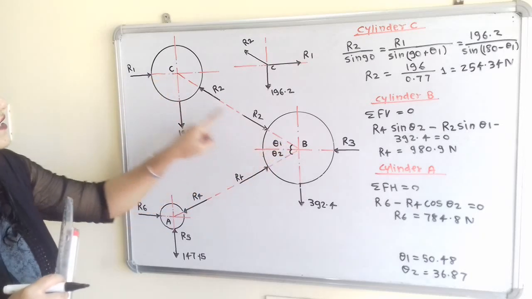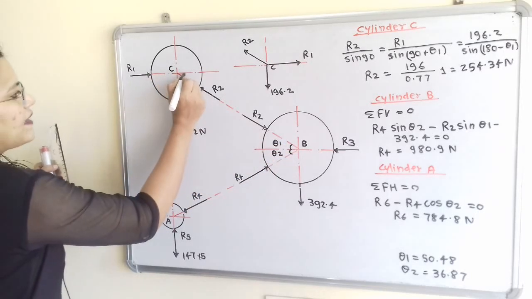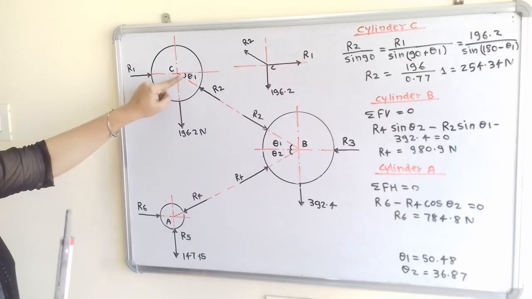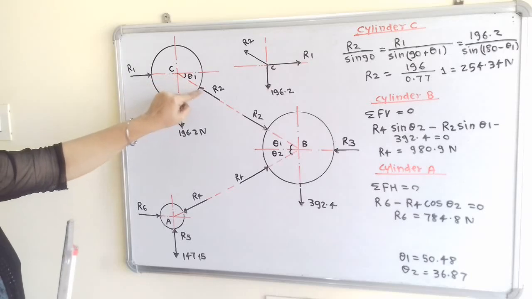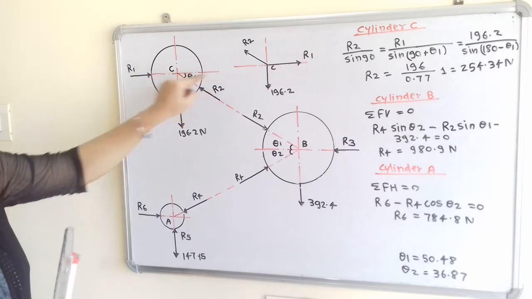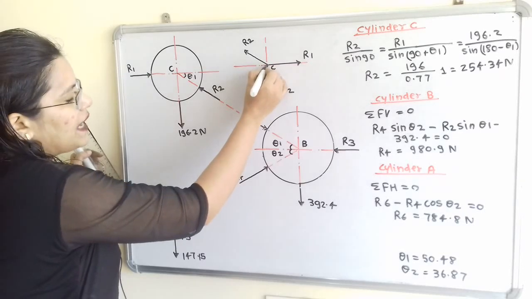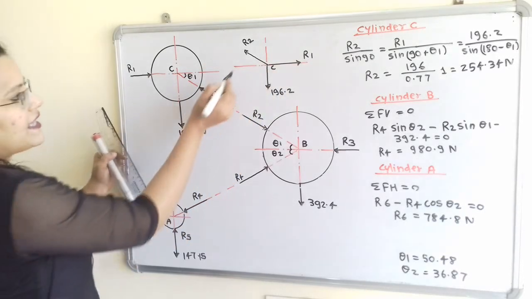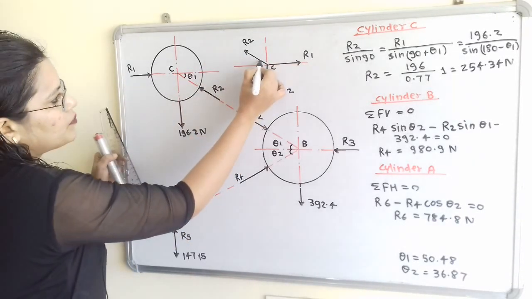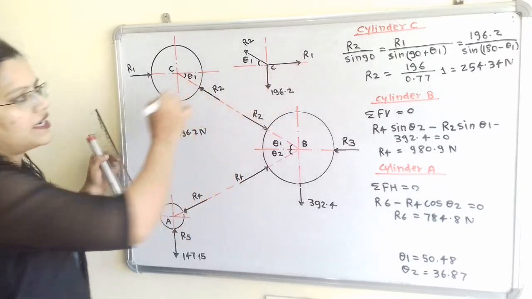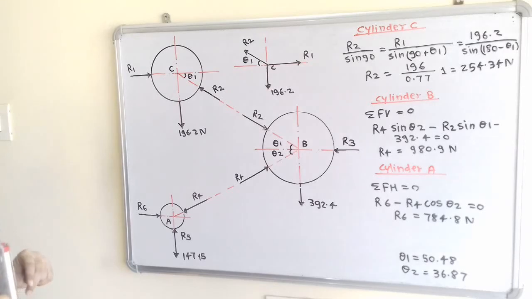Here is angle theta 1. So this opposite angle also equal to theta 1. So this angle theta 1 is made by the reaction R2 with the horizontal line. So in this Lami's theorem, if we rearrange this diagram, then this R2 is also making same angle theta 1 with the horizontal line passing through the center.